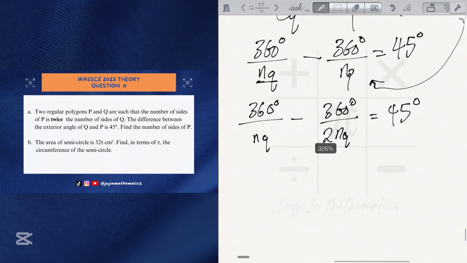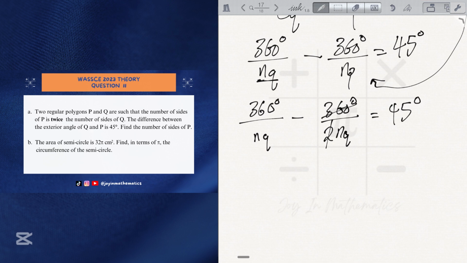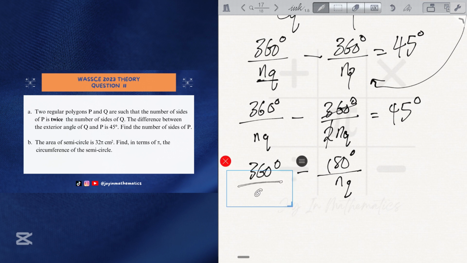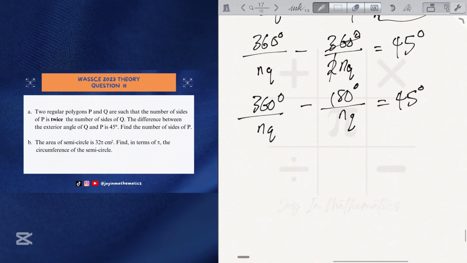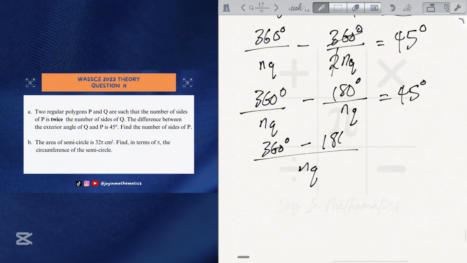So in view of this, we'll be left with 180 degrees over NQ minus 360 degrees over NQ is equals to 45 degrees. So in view of this, we can take the LCM. The LCM is NQ, and this will be 360 degrees minus 180 degrees to be equals to 45 degrees.